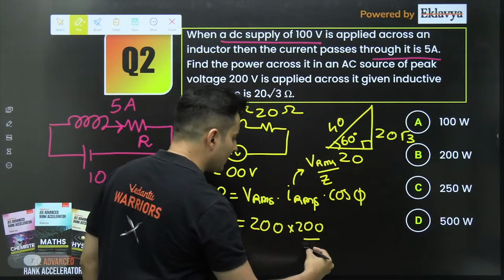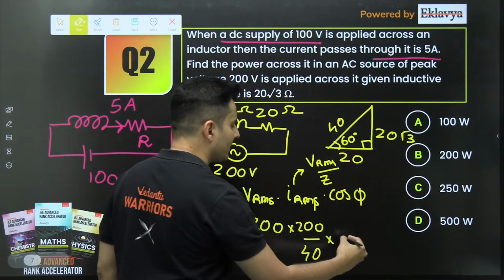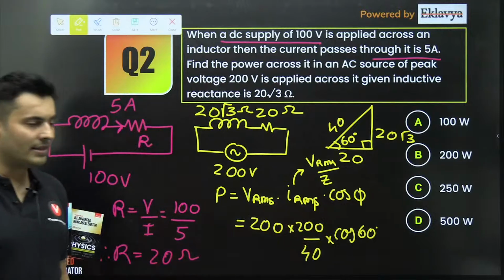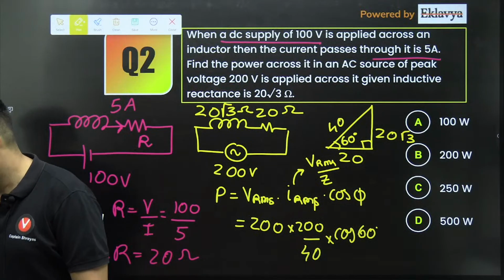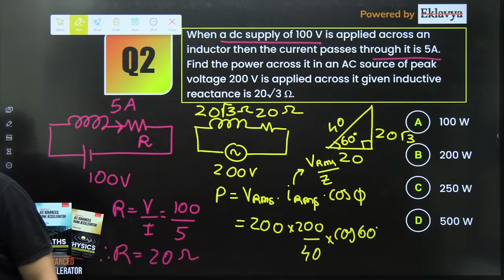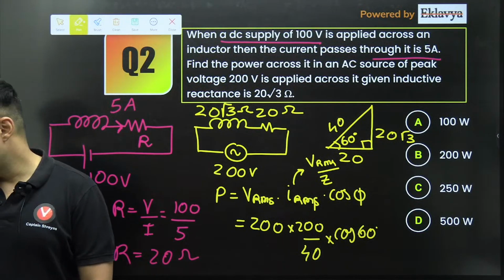So the impedance is basically 40 and cos of basically 60 degree. Check it out. What is the answer that you are getting? Bhavesh is saying option B. Anisha is also saying option B. What about others? Is it true? Option B or something else?